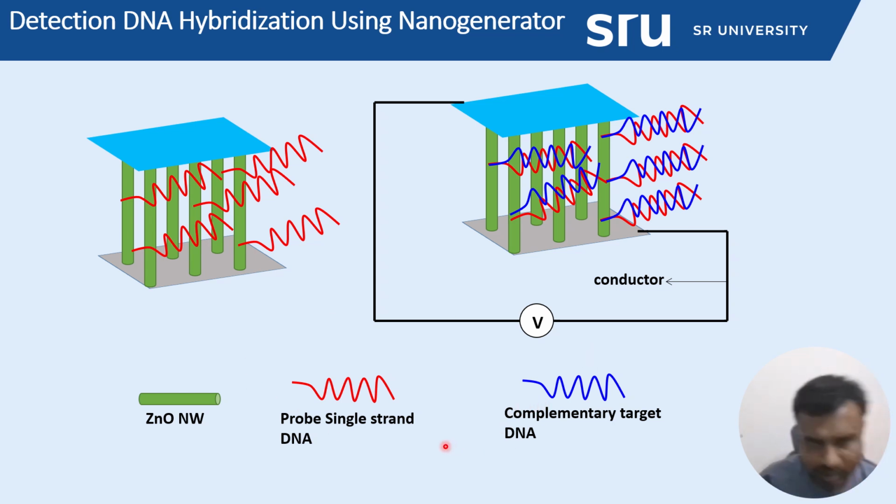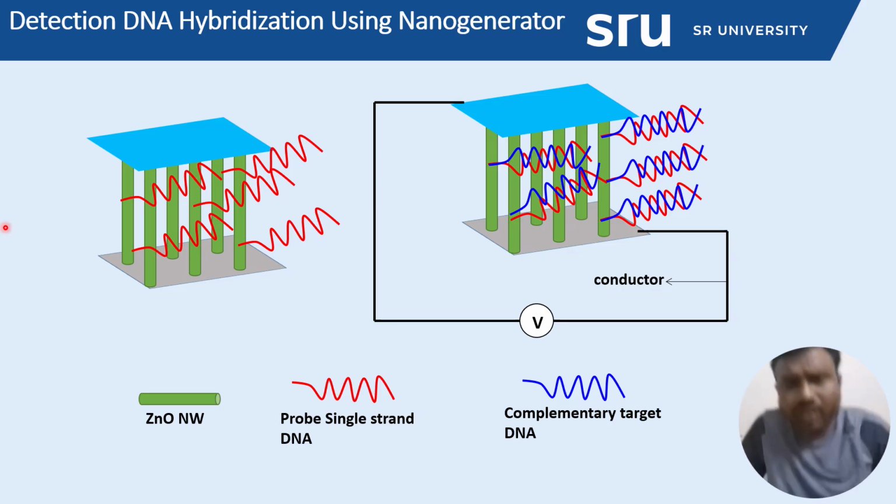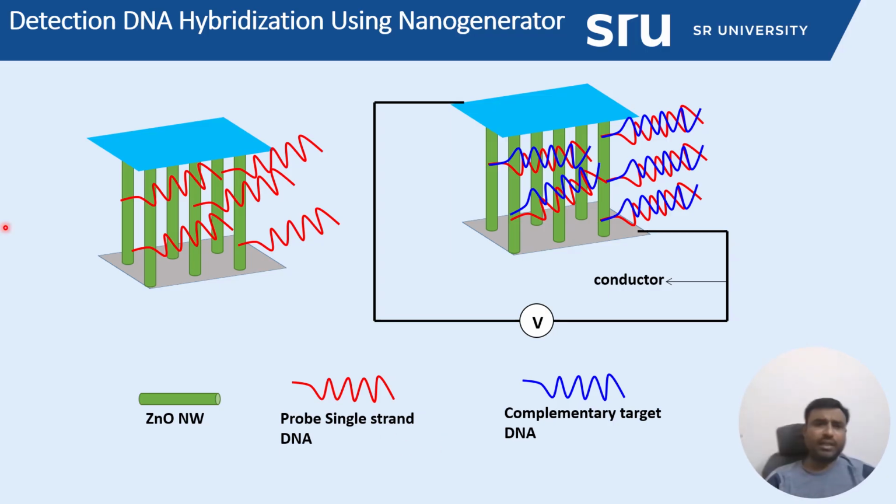Here the same hybridization mechanism is involved. So what will happen? With similar fabrication technology for the nanogenerator, over the zinc oxide nanorods between the two connecting substrates, we are attaching the probe single strand DNA. As you all know, DNA in our body always has a double strand form. So when analyzing DNA hybridization detection and DNA mismatch detection, we use single strand DNA for our investigations.